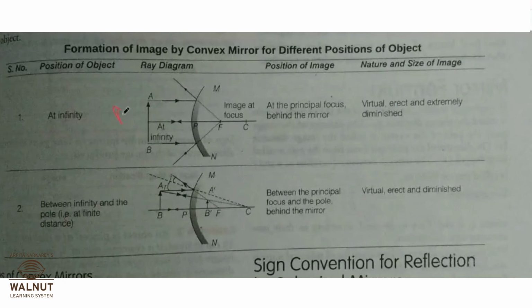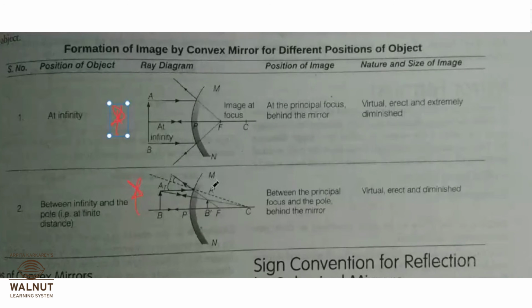Ray diagrams are very important. You will have to practice them. Always draw these rays with the help of a scale, and for drawing the curve you can use a pro circle. I have already told you to buy a pro circle. It costs just 15-20 rupees. It will be very useful for you all. Even in maths it is useful, so you can buy one. I hope this is clear.